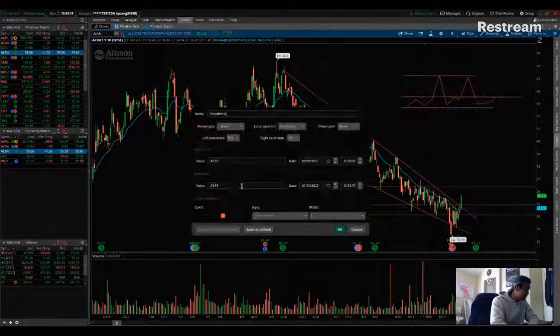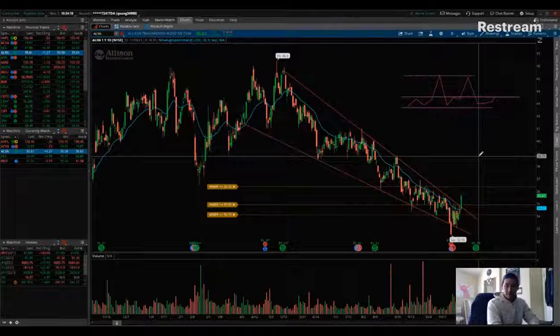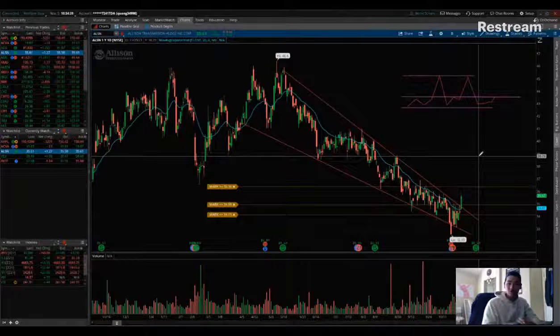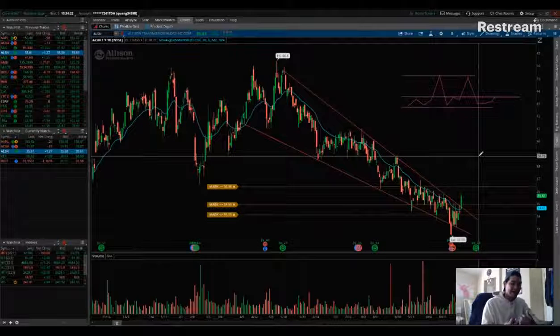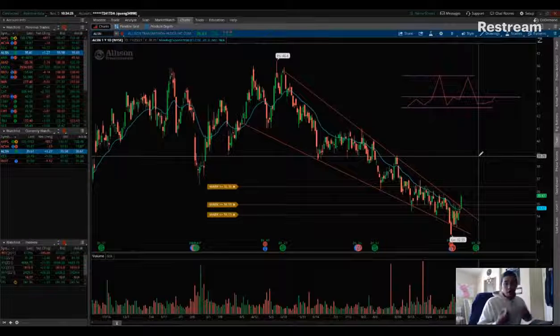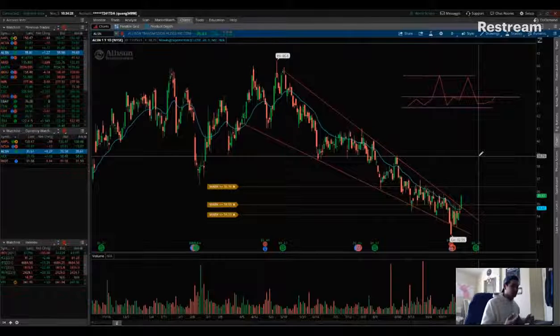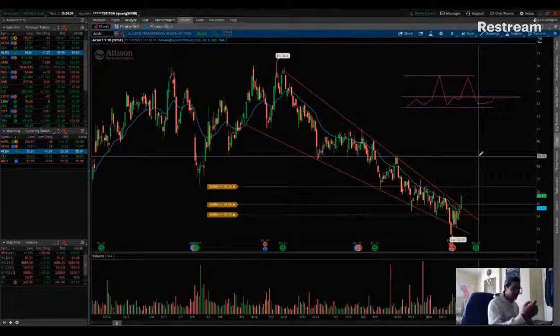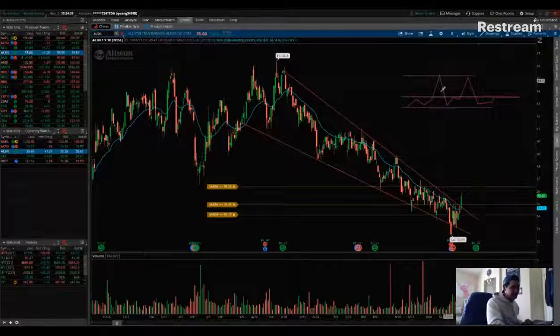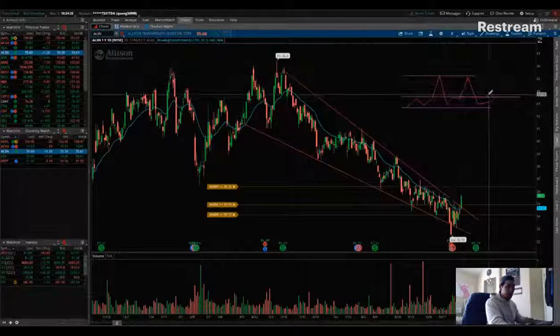Let me see here. Edit. Purple. That could also be a resistance as well. Which one would you be more confident in, though? The one that has more touches, or the one that only happened to touch twice, right? Me personally, I would trust the one that has more touches, and consider the one that has two touches, the top one, right here. I would consider that.